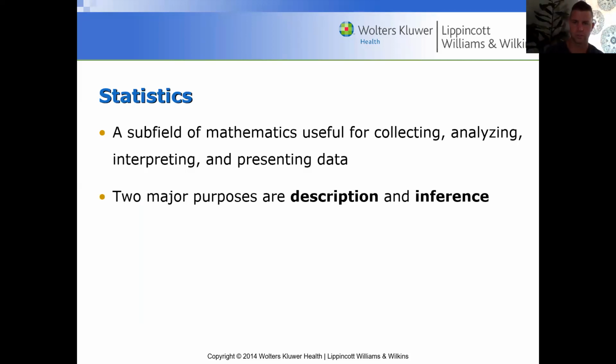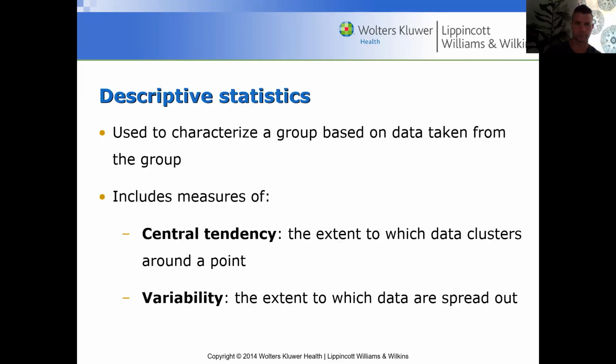So there's both description and inference. Descriptive statistics are used to characterize a group based on data taken from the group. This would include measures of central tendency, the extent to which data clusters around a point, or variability, the extent to which data are spread out. Sometimes you'll see things grouped together, and sometimes you see things all over the place.